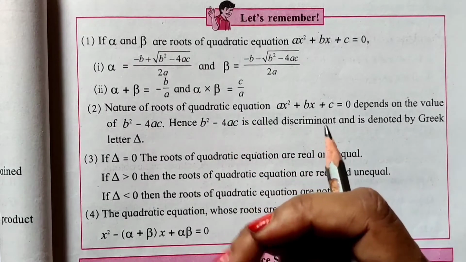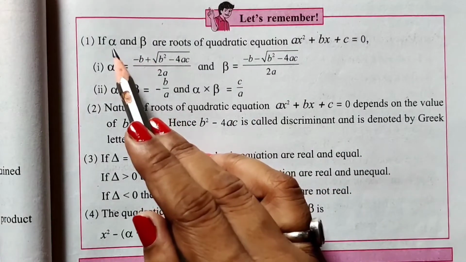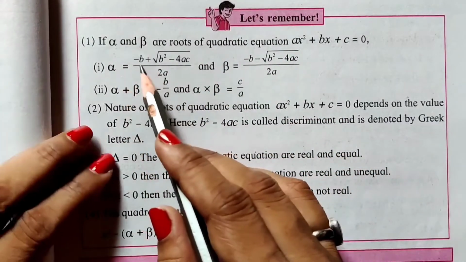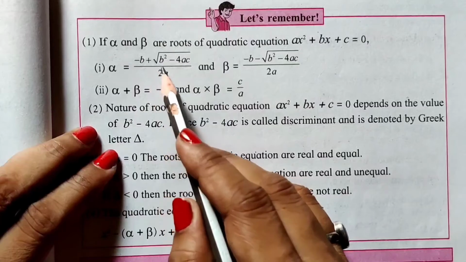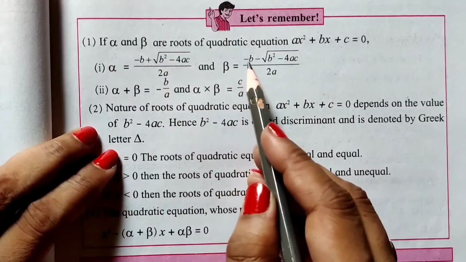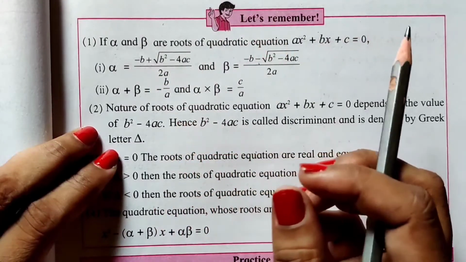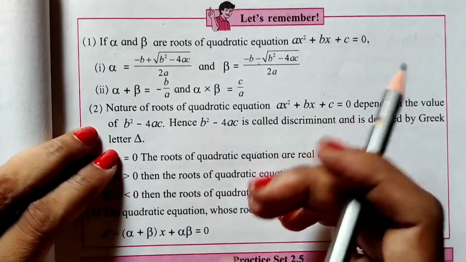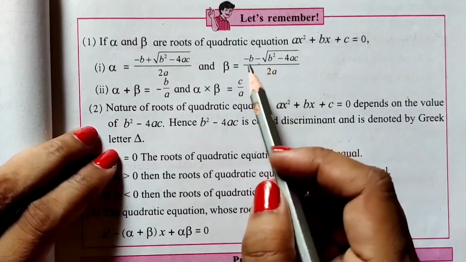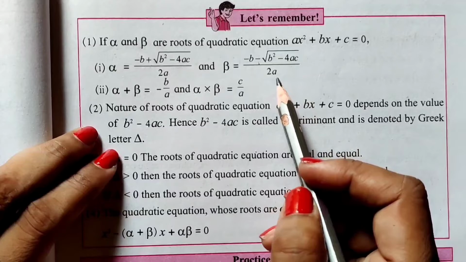So if we assume that alpha and beta are two roots of the quadratic equation, then alpha will be equal to minus b plus square root of b square minus 4ac upon 2a, and beta will be equal to minus b minus square root of b square minus 4ac upon 2a. The value can be split into plus and minus, and then we get the two roots of the equation.